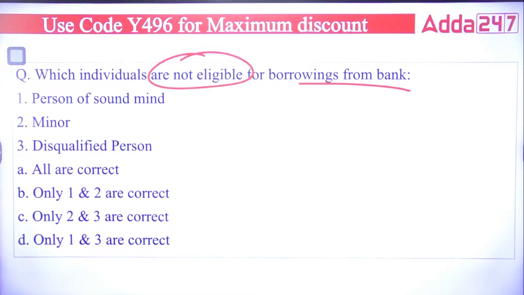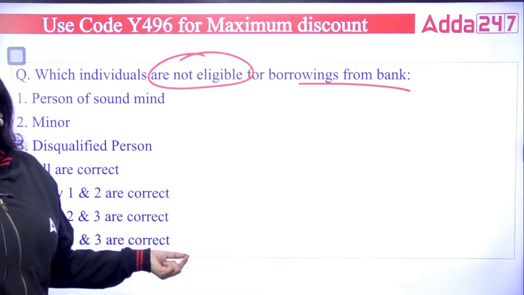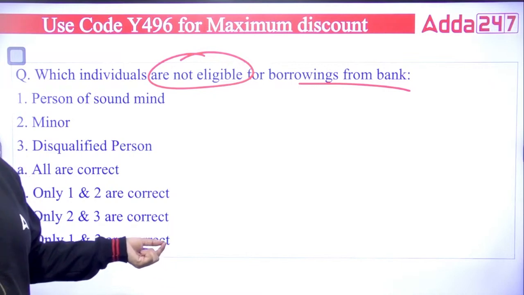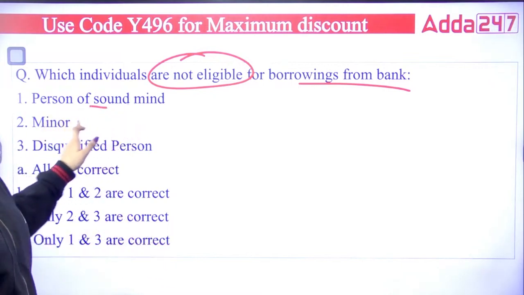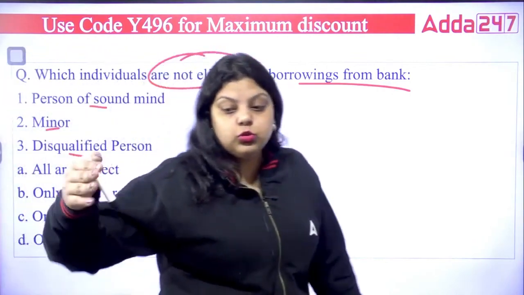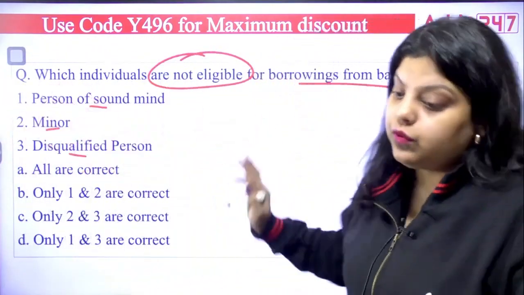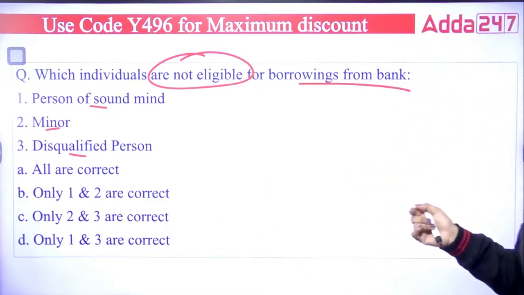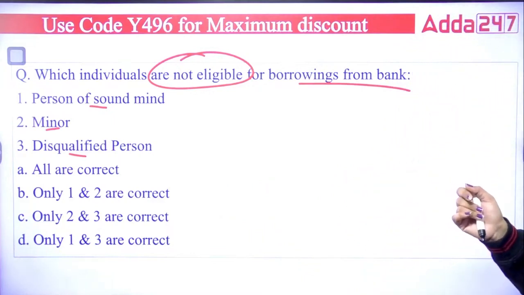The options: all are not eligible; only 1 and 2 are not eligible; only second and third are not eligible; only first and third are not eligible. Minor means a person who has not yet attained the age of 18 years. That person is known as a minor. So which of the following is correct here?